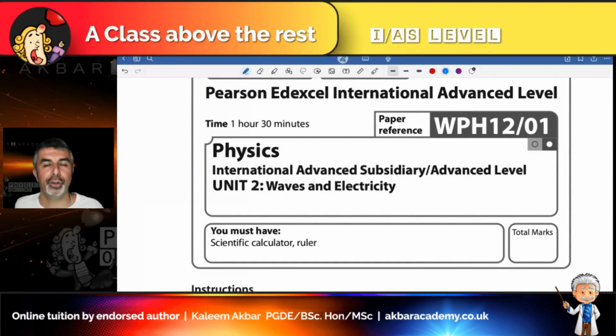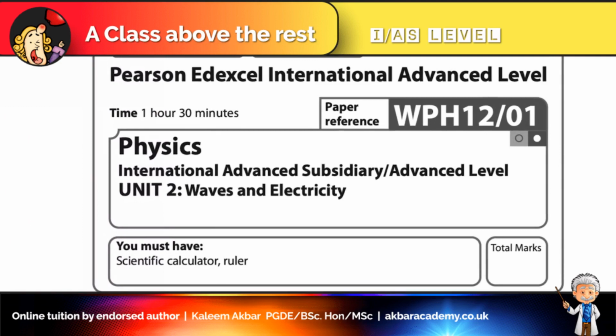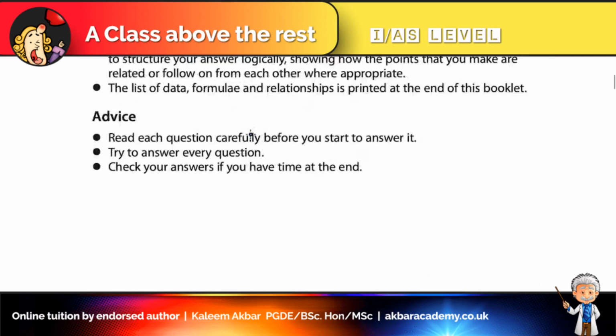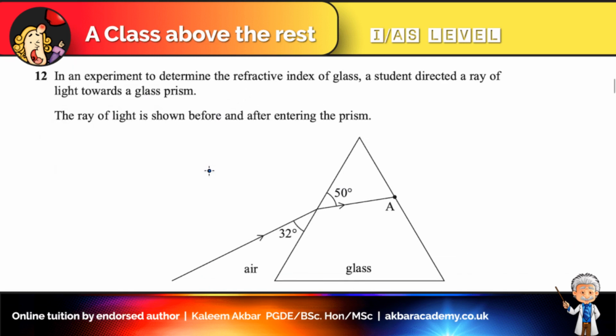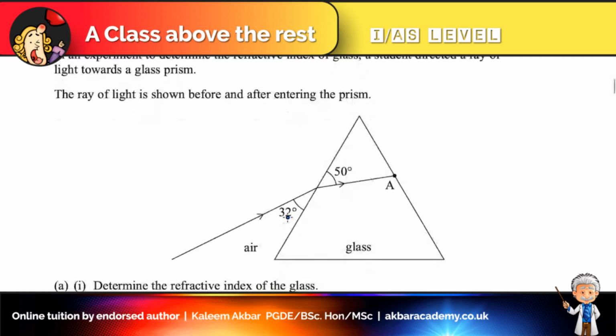Here we're going to look at the AS Edexcel January 2023 paper, WPH12, question number 12. In an experiment to determine the refractive index of glass, a student directed a ray of light towards a glass prism. The ray of light is shown before and after entering the prism.